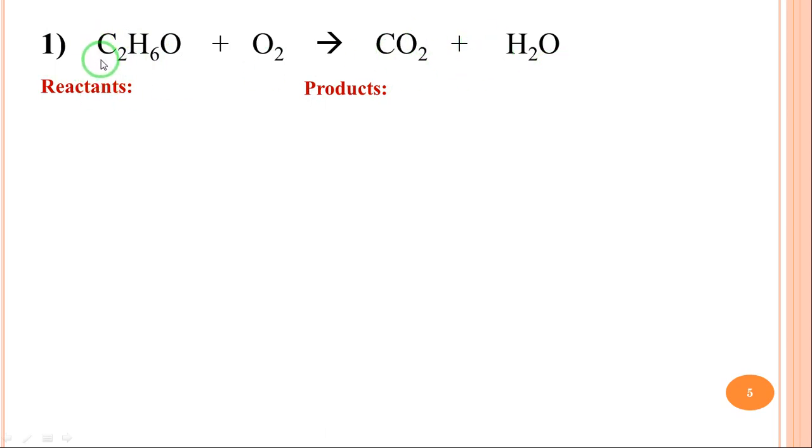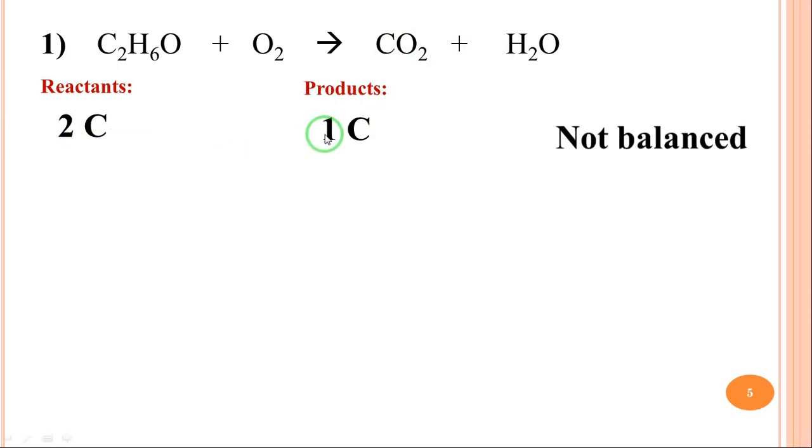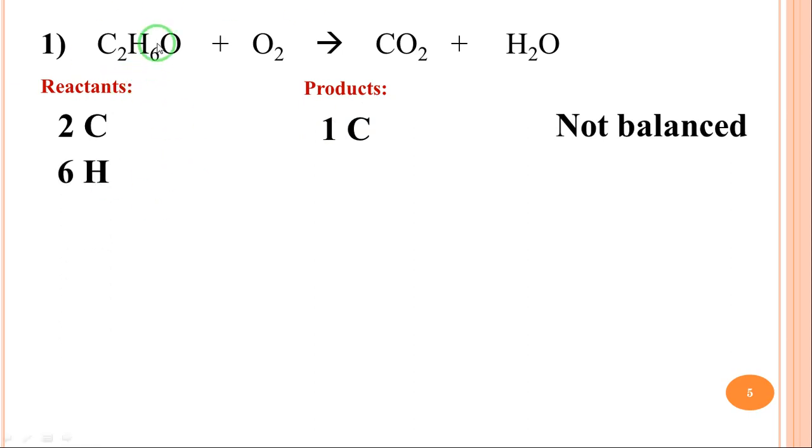Let's start with the carbon atoms. In the reactant side, we have just 2 carbon atoms, C2, while in the product side we have only 1 carbon, so with respect to the number of carbon atoms, they are not balanced. Now for hydrogen, in the reactant side we have 6 hydrogen atoms, so we write 6H, while in the product side we have H2O, so we have only 2 hydrogen. So with respect to hydrogen atoms, they are also not balanced.